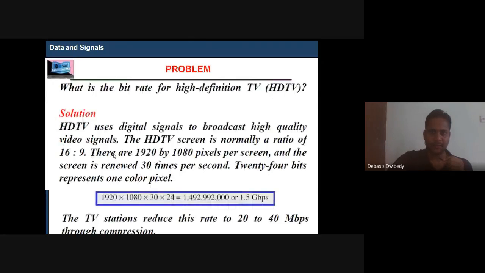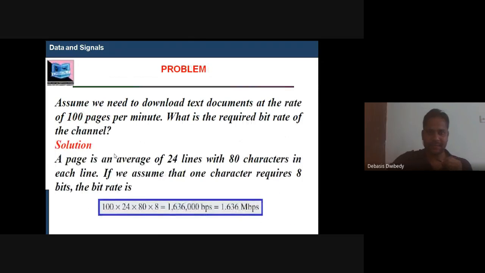Now come to what bandwidth is again. Okay, assume we need to download text documents at the rate of 100 pages per minute. What is the required bit rate? Here we will study bit rate. Bit rate was mentioned before too. Bit rate is nothing but the number of bits transmitted across a channel per unit of time. Mostly we calculate it per second. So the number of bits transmitted across a channel per second is nothing but bit rate.